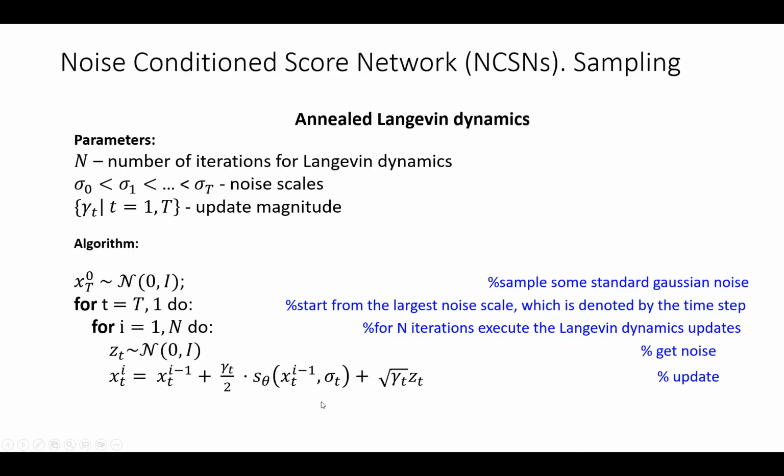We will get a noise, and then we'll update, and then we will get the next iteration, and that's it. So that is the way to sample to generate new images using the second method of score networks, and this is the second method of diffusion model.